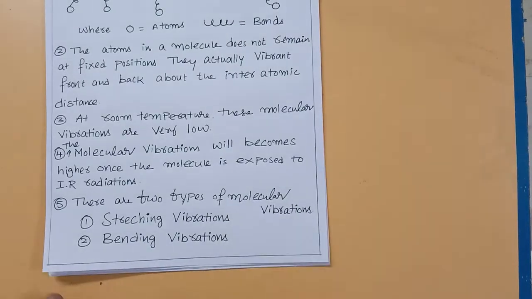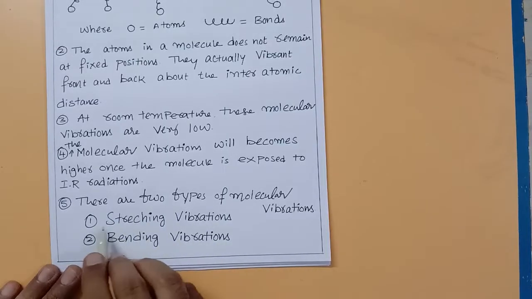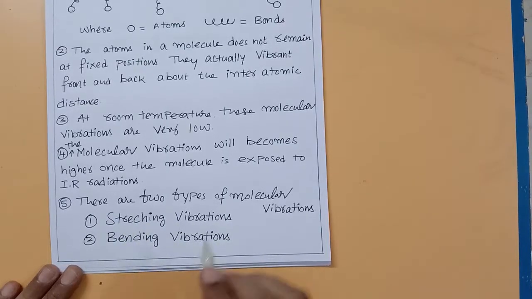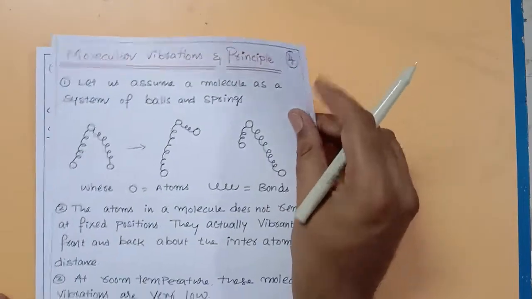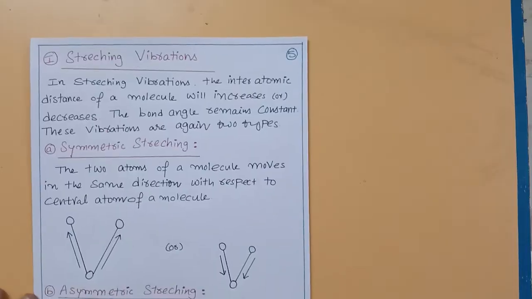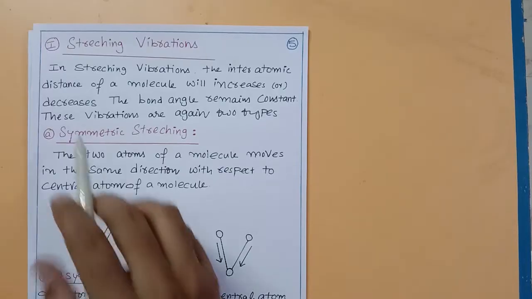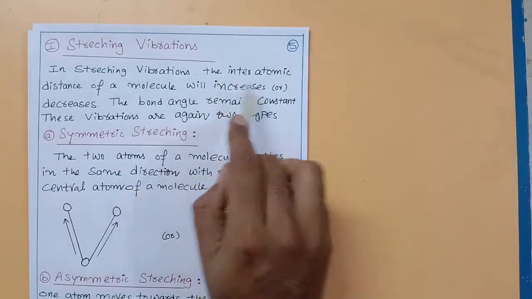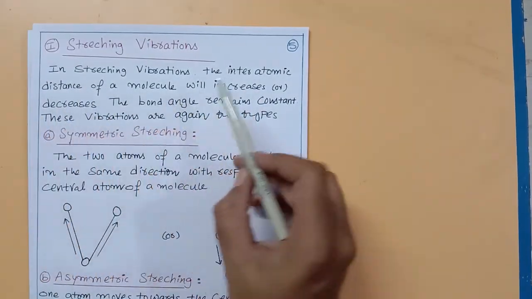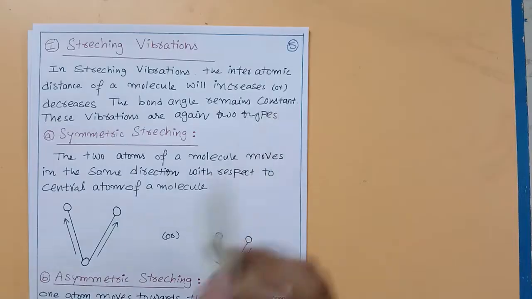Then there are two types of molecular vibrations. Number 1 is stretching vibration, number 2 is bending vibration. So number 1, stretching vibration. You know what stretching is? Dragging. We are stretching something, right? We are expanding it. In stretching vibrations, the interatomic distance of a molecule will increase or decrease. You may stretch it or you may compress it. The bond angle remains constant.